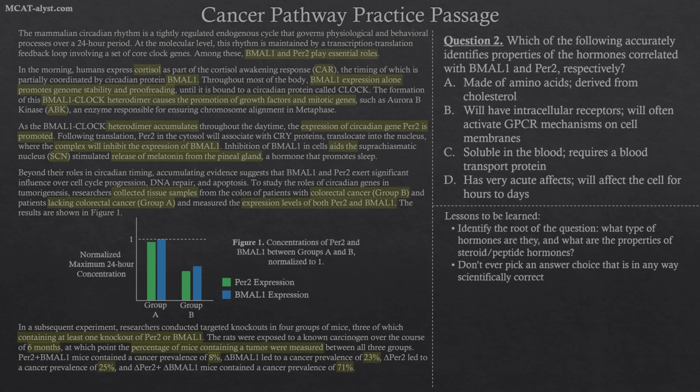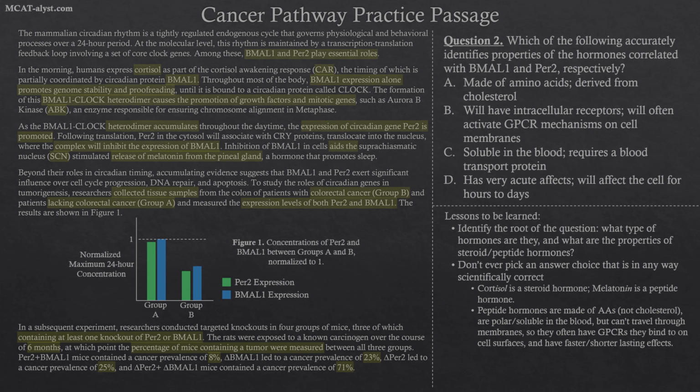So now to actually start eliminating answer choices on their scientific correctness. Again, cortisol is a steroid hormone, melatonin is a peptide hormone. There are characteristics of each. I'm going to put those up on the screen, but I'm not going to fully talk through them. I mean, I will as I'm going through the answer choices, but I'm not going to fully define peptide and steroid hormones right now.